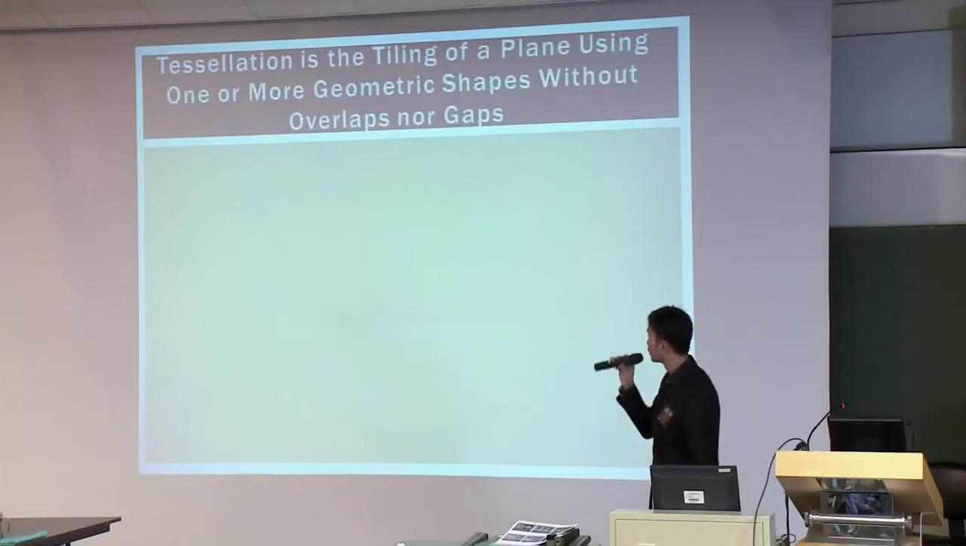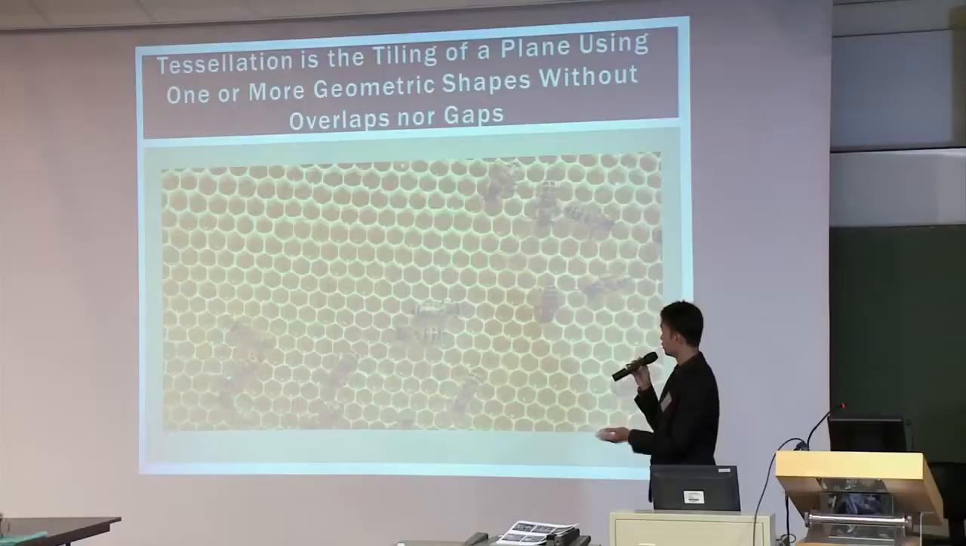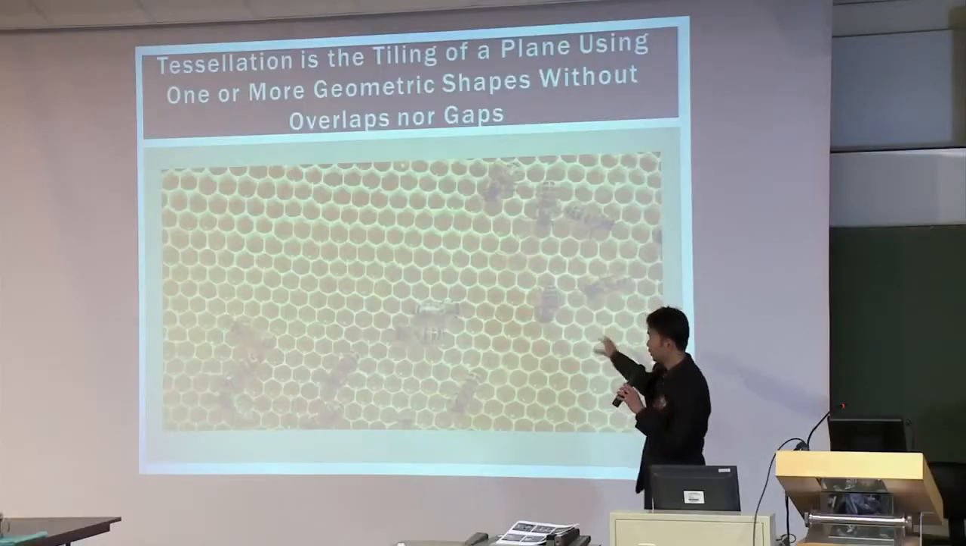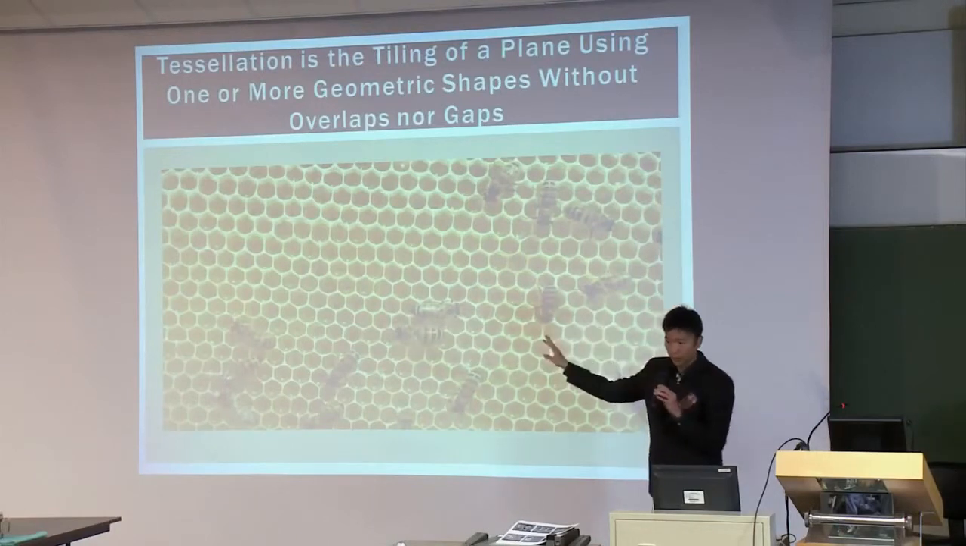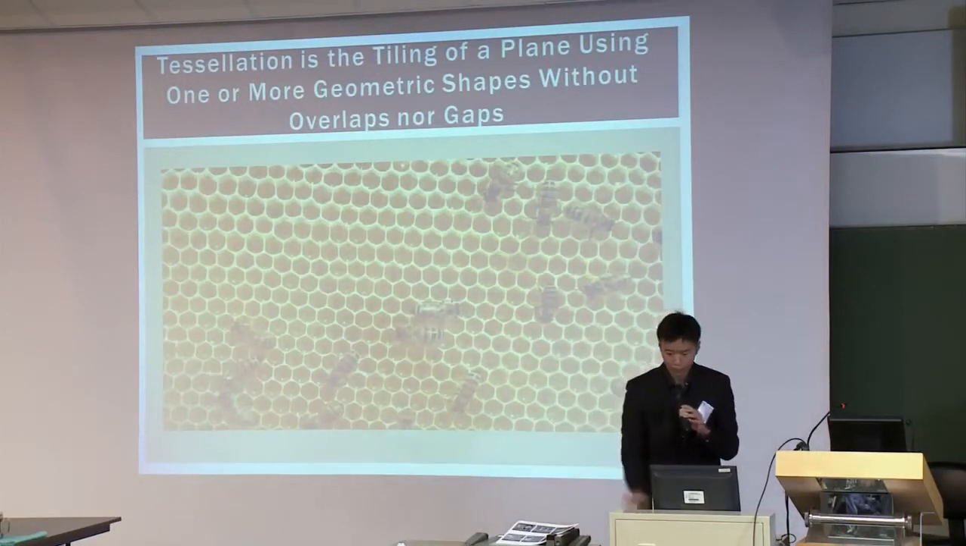Now the next part is called tessellation because it's related to one of the workshops that we have today, the MOSAT workshop. Basically it's a tiling of a plane, to fill a plane with one or more geometric shapes without any overlaps or gaps. A typical example is the honeycomb structure. For this you see all the regular hexagonal shapes, repeated, no overlap, no gaps.